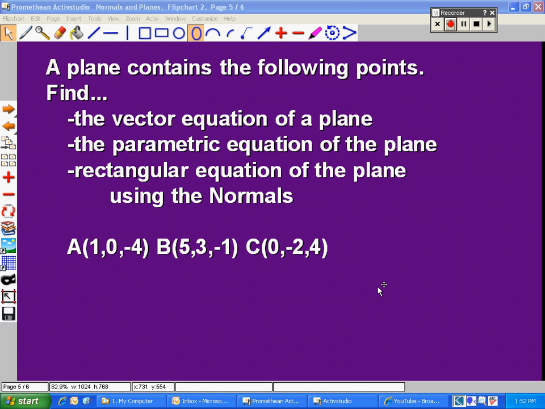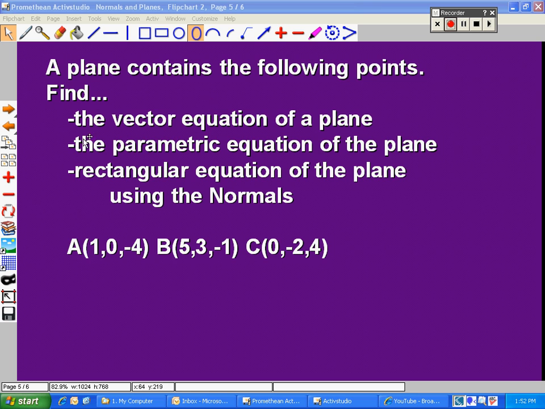So here's a typical problem. A plane contains the following points A, B, and C. There are three possible questions they might ask. They might ask, find the vector equation of a plane. We talked about this earlier. This is where you do OP equals OA plus tAB plus sBC.